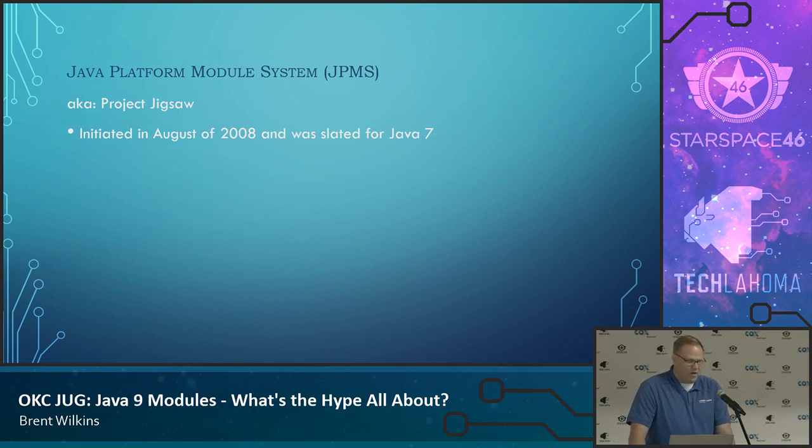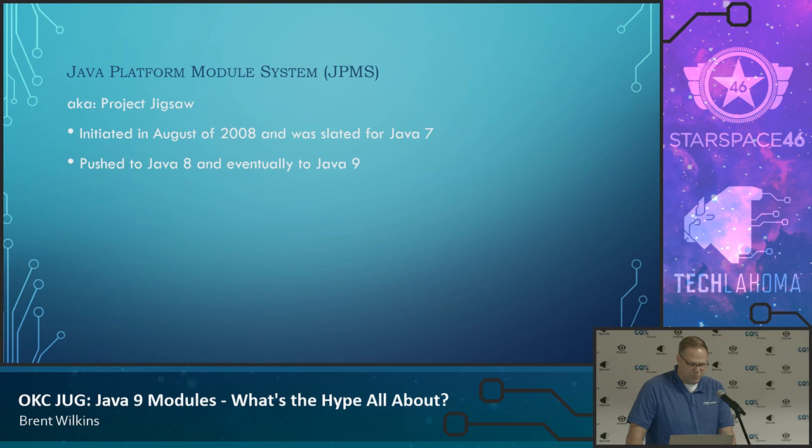All right, so the Java Platform Module System, AKA Project Jigsaw, was first initiated in August of 2008 and was slated for release with Java 7 until they started actually trying to implement it. Their first try at it didn't work well. They were trying to do an external type thing, and it didn't work out so well for them. So it did not go with Java 7, nor with Java 8.